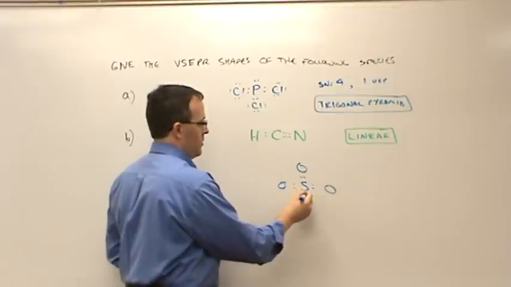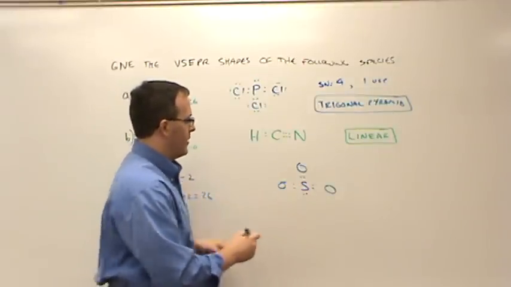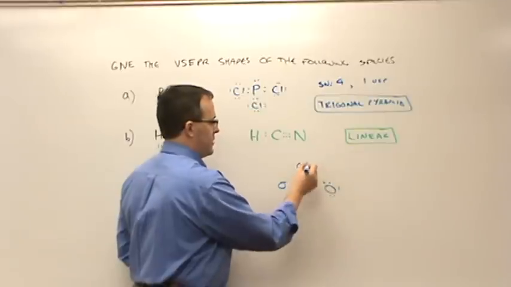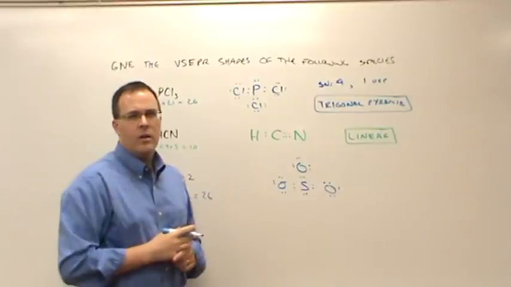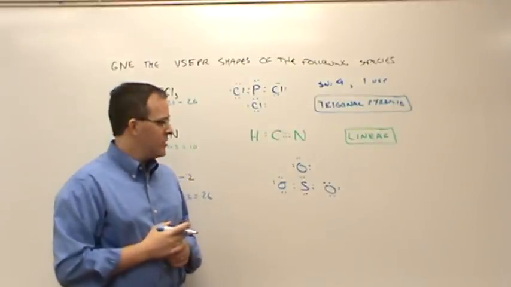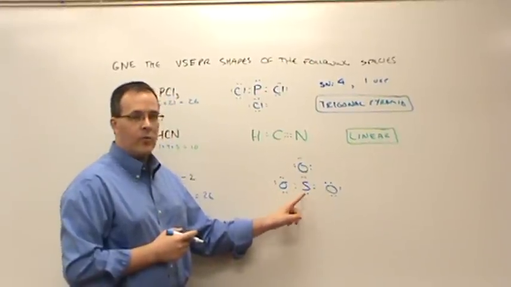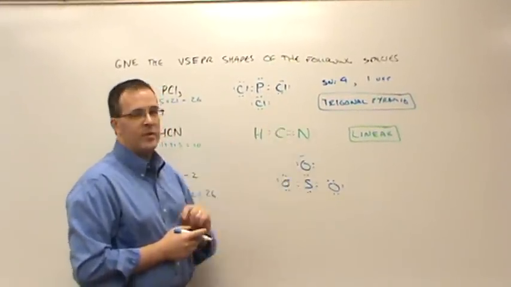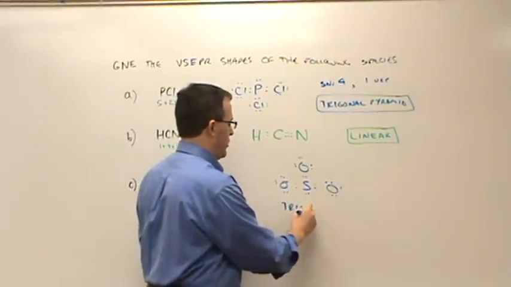We got our 8 around the sulfur. 2, 4, 6, 8, 10, 12, 14, 16, 18, 20, 22, 24, 26. Well, that's convenient. So it works out, 26 electrons. What we've got is a steric number of 4, 1, 2, 3, 4, and 1 unshared pair, just like PCl3. And so again, our structure is a trigonal pyramid.